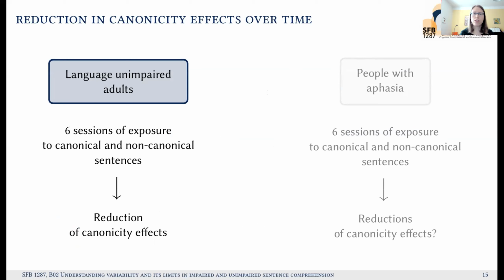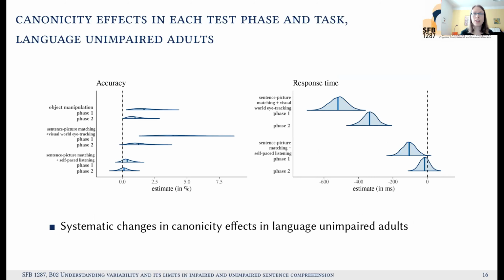However, we were also interested in whether we can see this reduction in each of the separate tasks that were carried out. And this is what you can see here. Let's first of all look at the accuracy. Here you can see the estimate for the canonicity effect in each of our 3 response times separately for each of the test phases. Let's first of all look at the estimate for the object manipulation task.